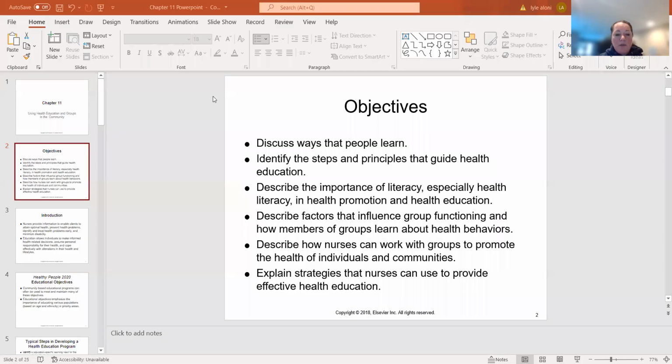So when we think about community and education, we're going to take a look at what we need to remember when we're dealing with our different types of community-based individuals. What we're going to look at tonight is ways people learn, and think about how this guides our education as a nurse, what's the importance of literacy, and how do groups and members learn about health behaviors, how can nurses work to promote health, and talk about some strategies.